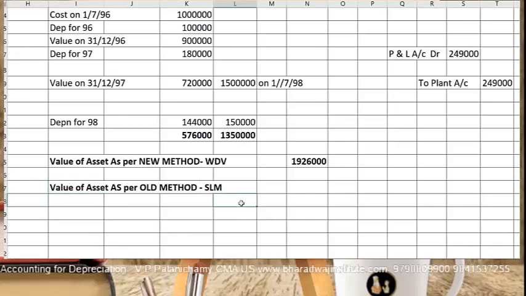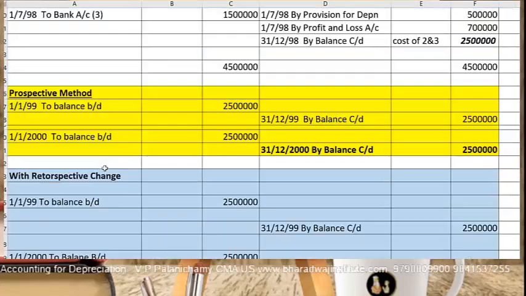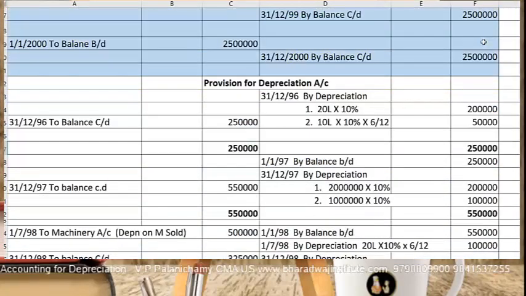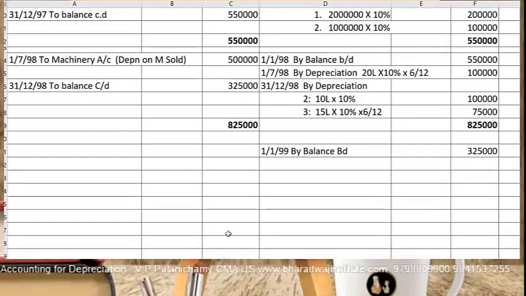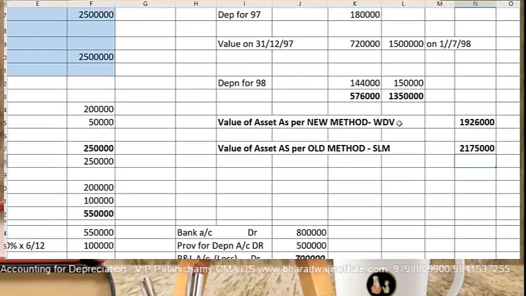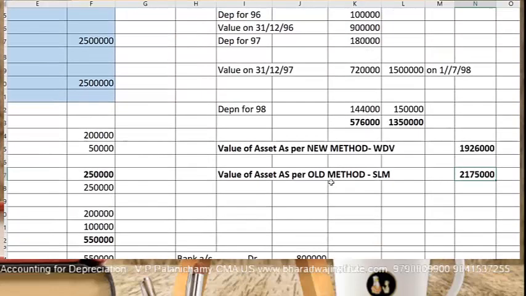How to find out? Simple. Either you can take the same answer or look at cost of the asset. What is the cost of the asset? 25 lakhs. Clear? 25 lakhs is the cost of the asset, minus the balance in depreciation. What is the balance in depreciation? 3,25,000. So it will give us the value of the asset as per SLM. Cost minus depreciation will give us the difference. So reduction in the value of asset.